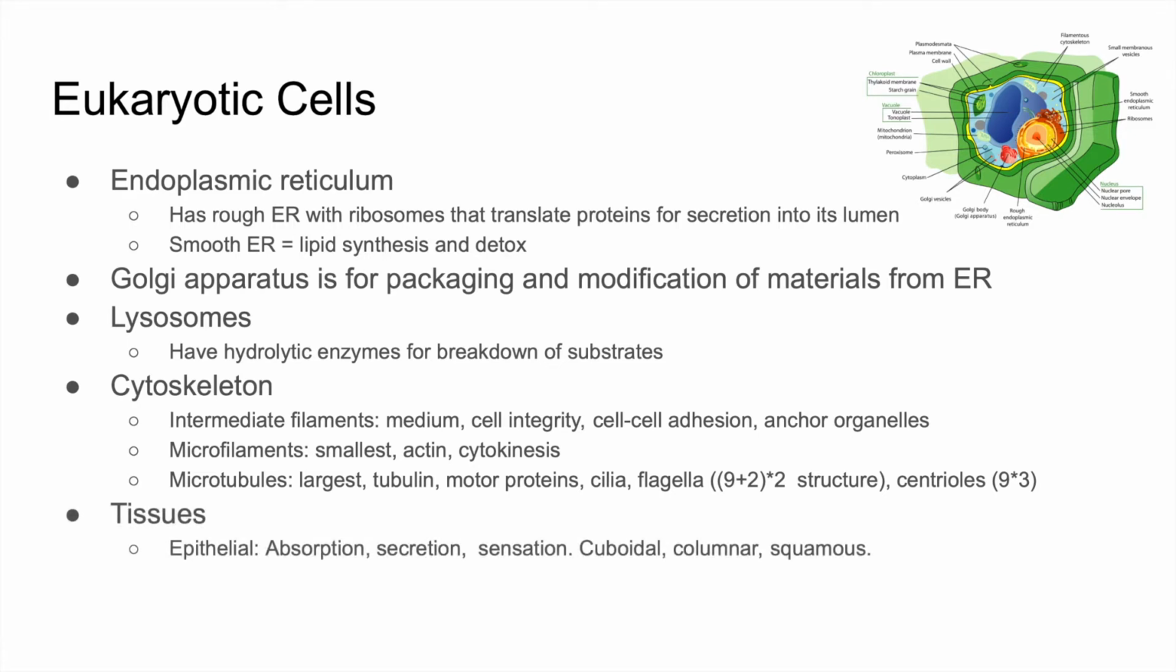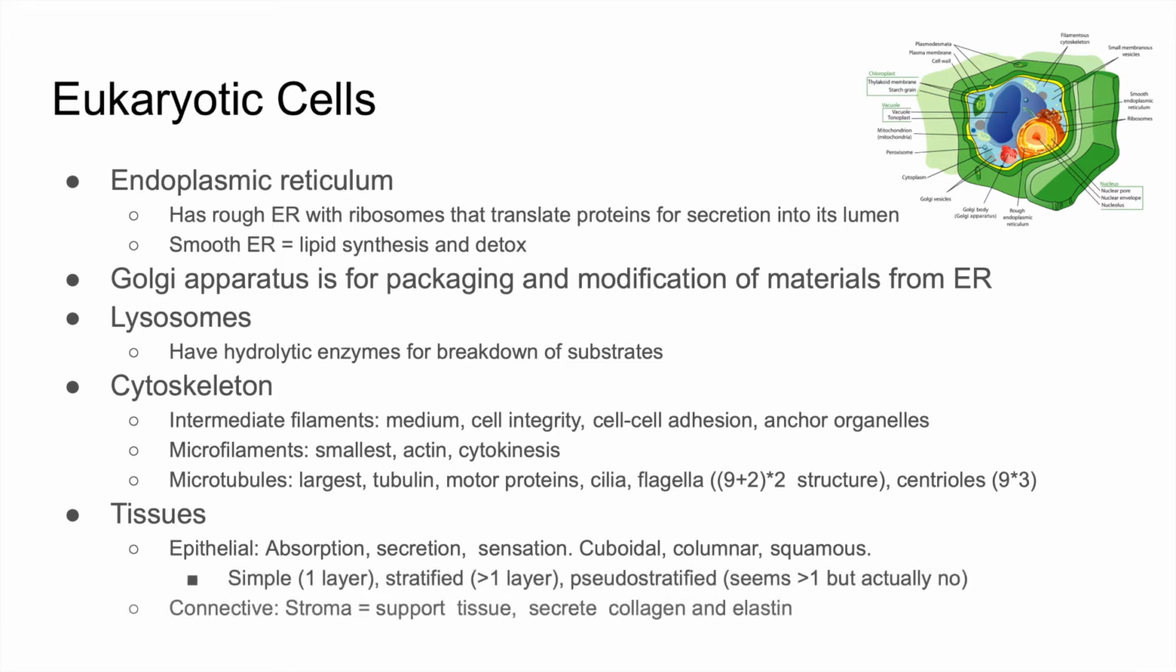On a larger level, there are different flavors of cells, such as epithelial or connective tissue. Epithelial cells come in cuboidal, which is just cube-shaped, columnar, which is column-shaped, and squamous, which is flattish, cell flavors. Connective tissues are support structures, and they can secrete other support structures like collagen or elastin.